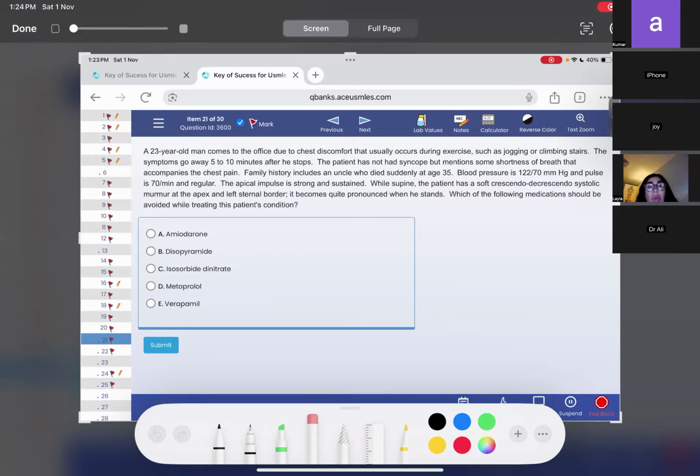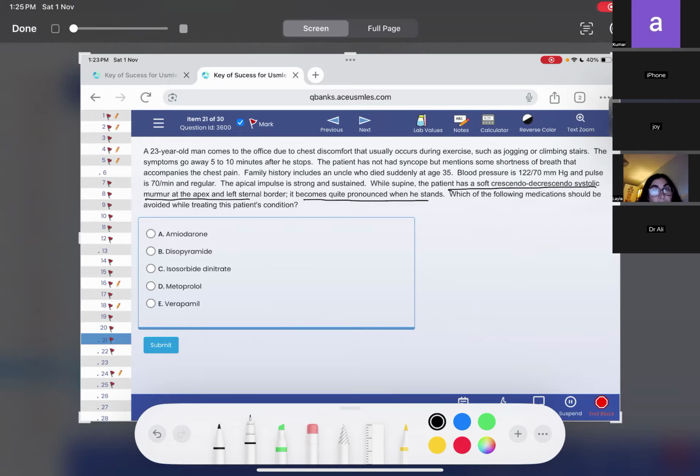Family history includes an uncle who died suddenly at age 35. Blood pressure is 120 over 70. Pulse 70. Apical pulse is strong and sustained. On auscultation, the patient has a soft crescendo-decrescendo systolic murmur at the apex and the left sternal border. It becomes quite pronounced when he stands. Which of the following medications should be avoided while treating this patient's condition?